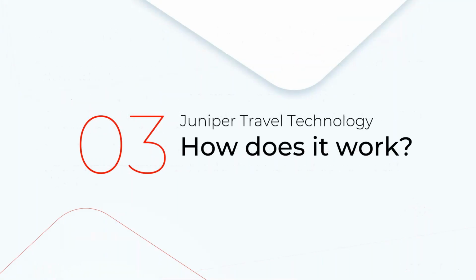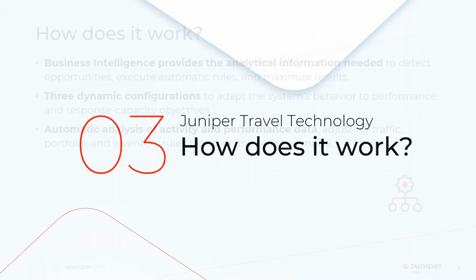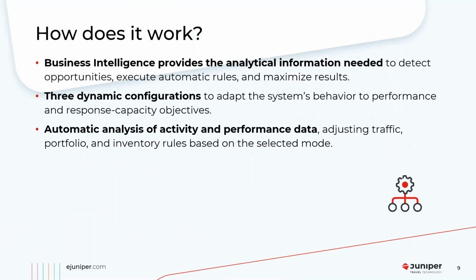And how does it work? The access to the module is configured through user permissions in the intranet. And it is important to understand that the Smart Booking Engine relies on data from the business intelligence module, okay? This provides the analytical information needed to detect traffic patterns, evaluate results, and execute automatic rules that optimize system performance. Therefore, having the business intelligence module contracted is essential to use the Smart Booking Engine.